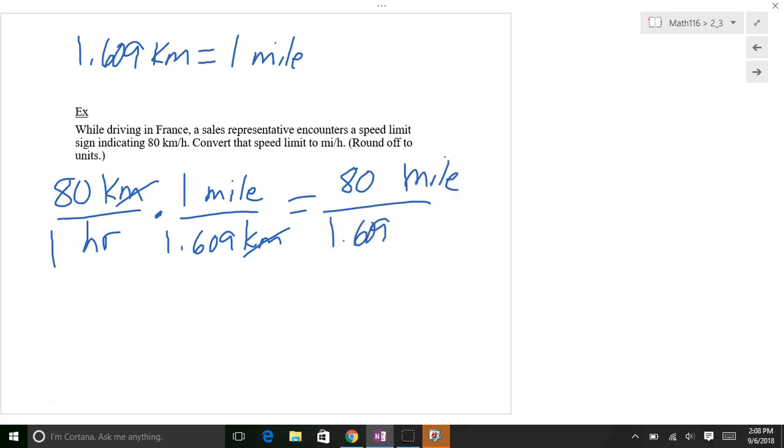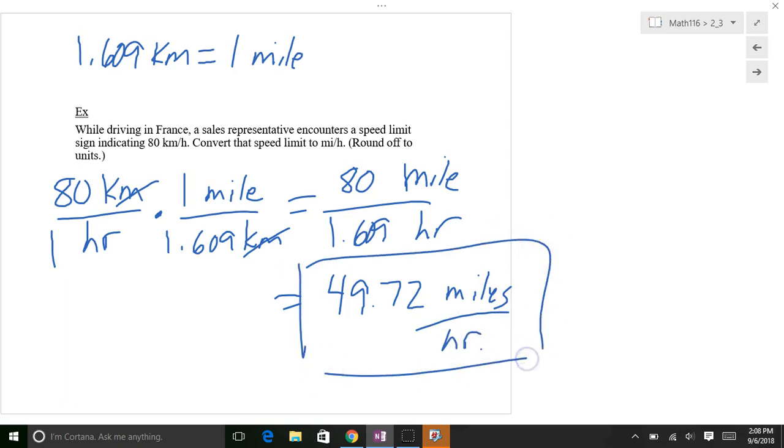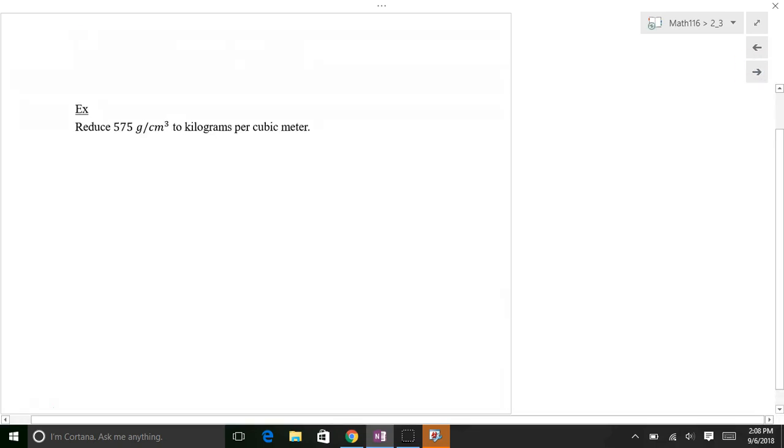1.609 on the bottom. Remember, hours. We go ahead and do that division. We have 80 divided by 1.609, and that is 49.72 miles per hour. So when you're going 80 kilometers an hour, that's the equivalent of 49.72 miles per hour.